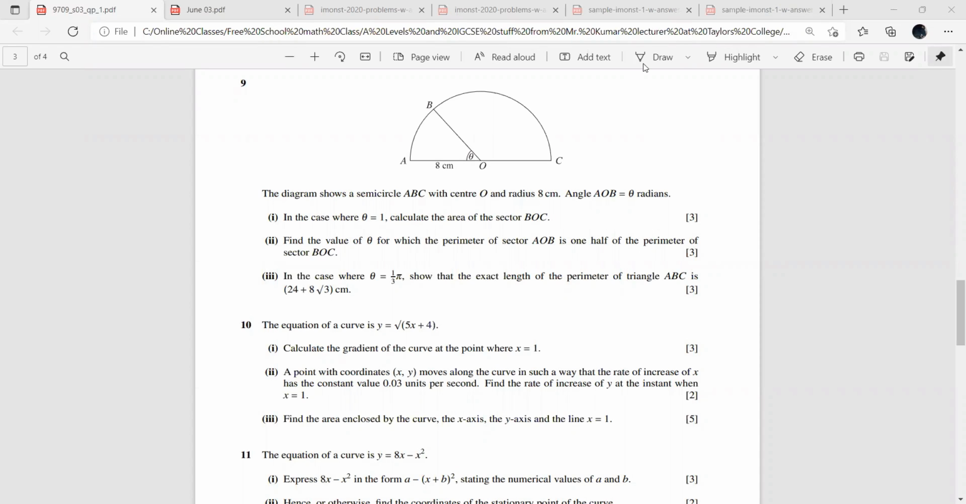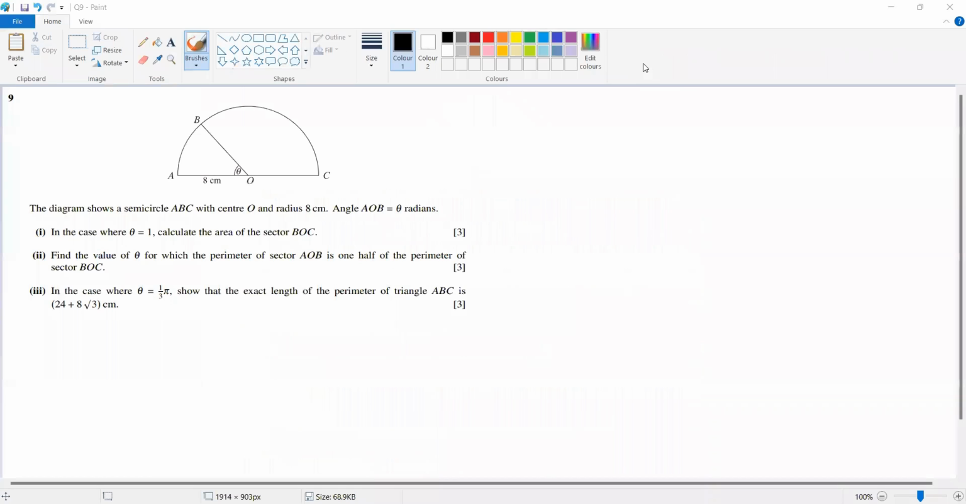Let's begin with question number 9. Let's move this question to the whiteboard, please. And we shall begin. So the diagram shows a semicircle with center O and radius 8.